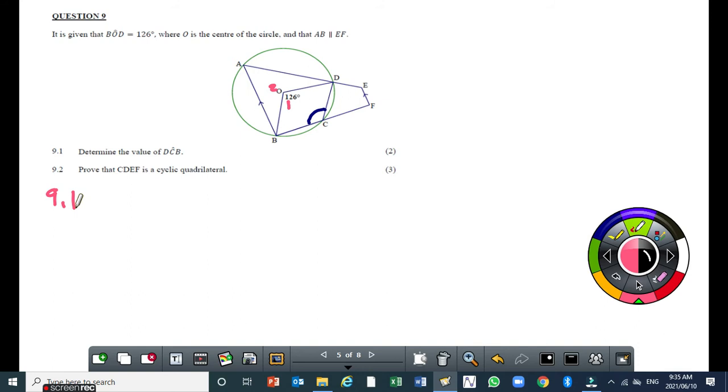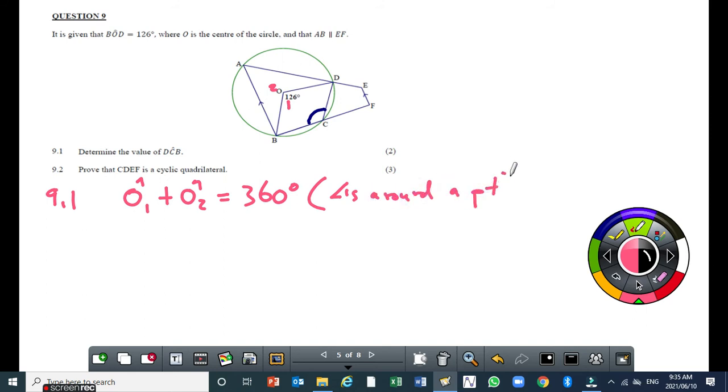Here, first you must say O1 plus O2 will be equal to 360 degrees. These are angles around a point. Then you need to calculate O2, so O2 will be equal to 360 degrees minus 126, and this will give you 234 degrees. Now here, DCB is half of O2. It's half of the reflex. The obtuse 126 is 2 times angle A.